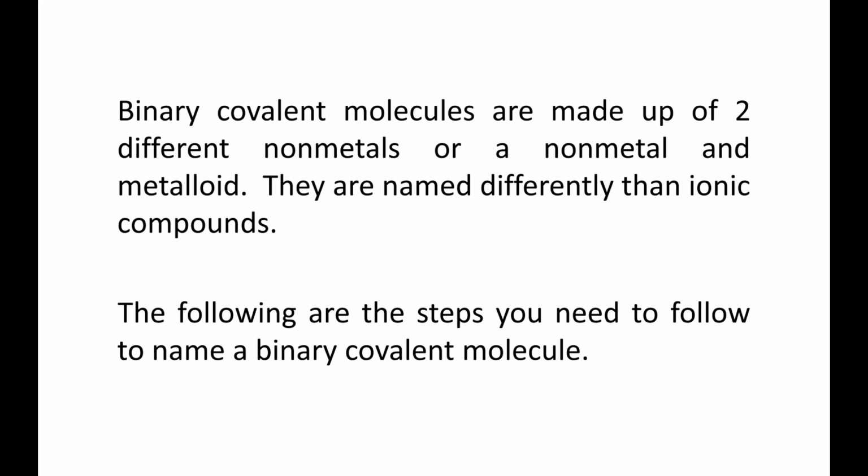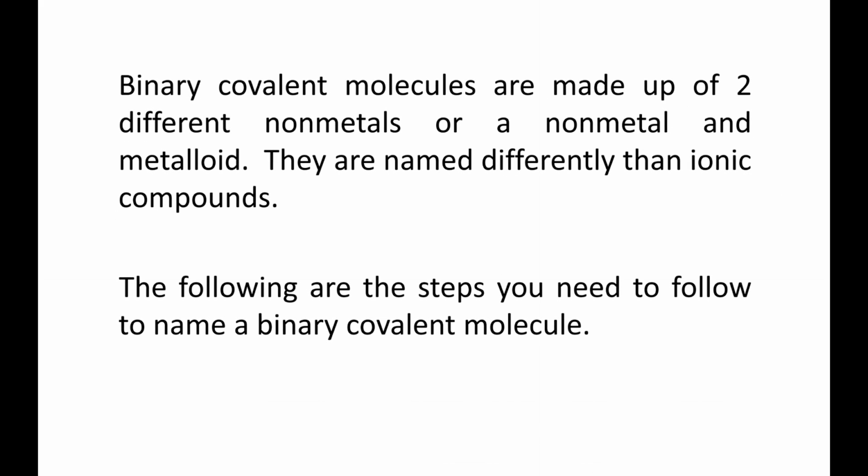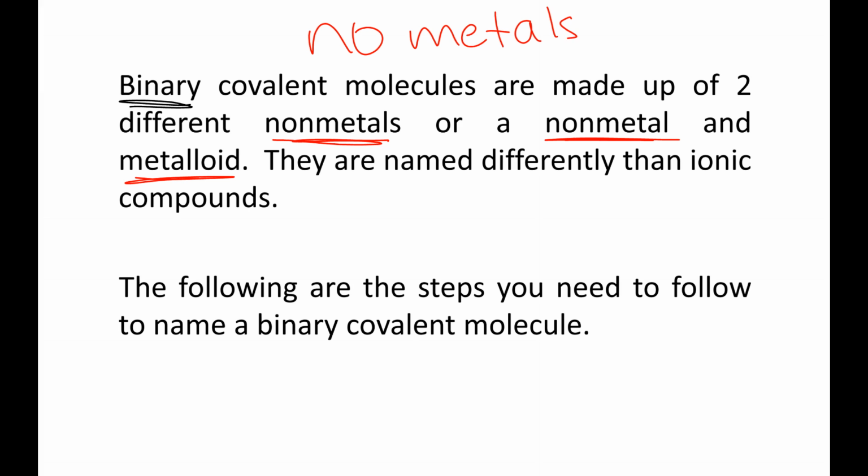Okay, so binary, we're talking about 2 here. Once again, binary is 2. Covalent compounds are made up of 2 different nonmetals, so it's 2 nonmetals or a nonmetal and a metalloid. There are no metals. If you see a metal in the compound, it is not a covalent compound. Metals do not form covalent compounds. They form ionic compounds.